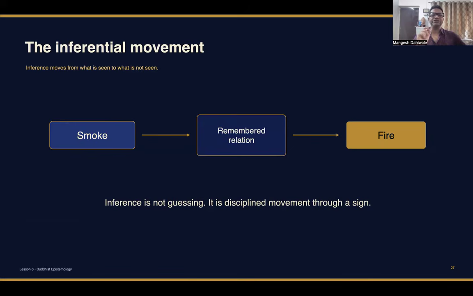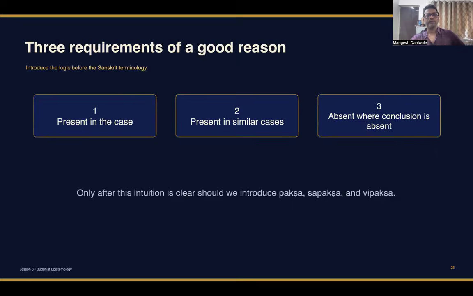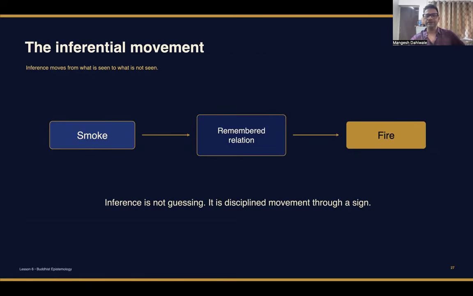Inference moves from what is seen to what is not seen. We see the smoke, we have the remembered relation, and we conclude that there is a fire. So inference is not guessing. It's a disciplined movement through a sign. So this will be very clear.